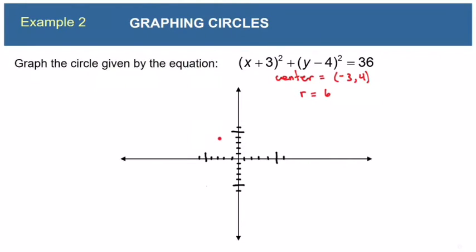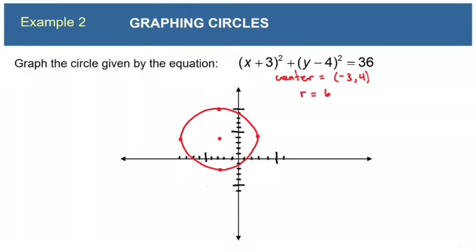Let's graph. I've put the center at -3, 4, and now if the radius is 6, I should go 6 steps to the right, 6 steps up, 6 steps to the left, and 6 down to get the top, bottom, left, and right side of our circle. Up 6, left 6, right 6, down 6. And now let's connect the dots with a circle, and I'll do my best to make it round, but it won't come out perfect. And there we go.